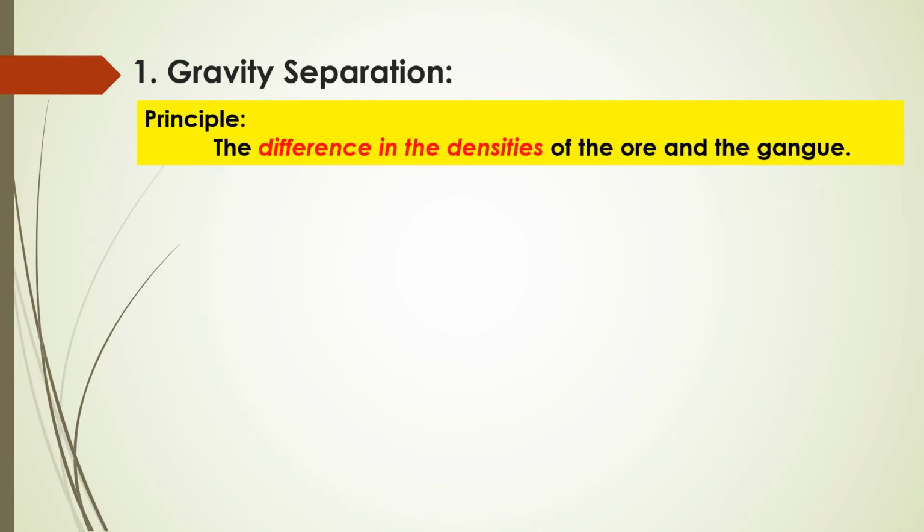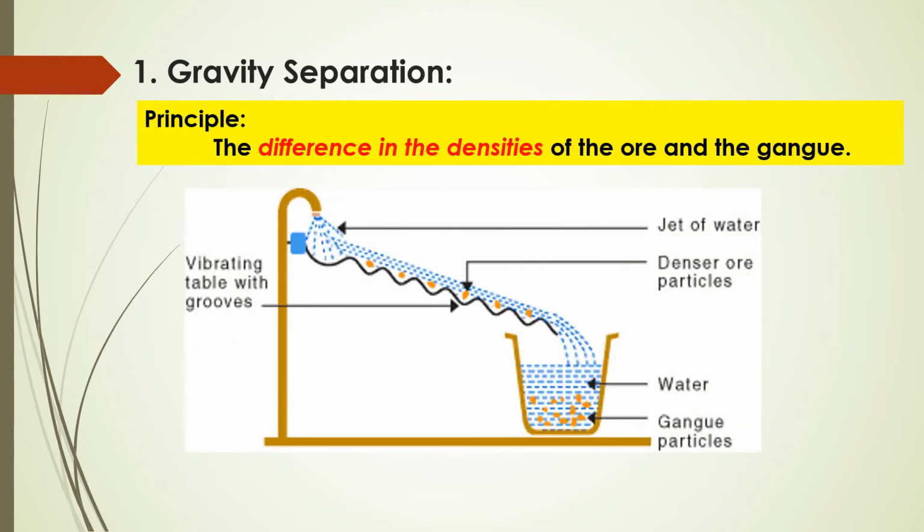The principle is difference in the densities of the ore and the gangue or the impurity. More the density, heavier will be the object, lesser the density, lighter will be the object. So in this process we take those ores which are denser than the gangue, so that the ore is heavier and the gangue is lighter. In this process we use water. That's why it is also called hydraulic washing.